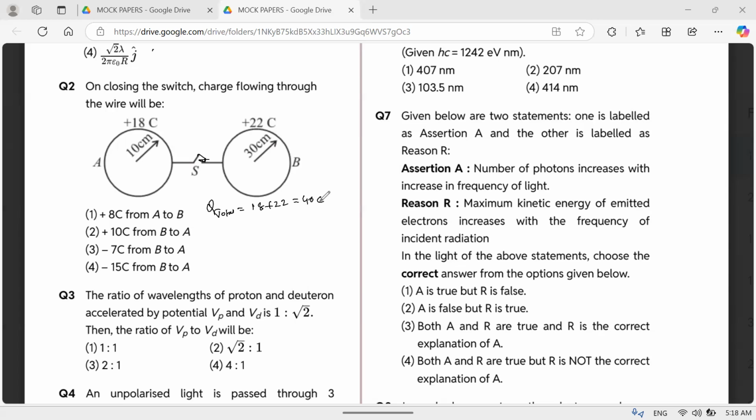Okay, the radii are different. So what will be the relation? Q1 divided by Q2, after closing, the charges will be Q1 dash divided by Q2 dash, which will be equal to radius R1 divided by R2. That is 10 by 30, that is equal to 1 by 3. It means Q1 dash will be equal to how much?